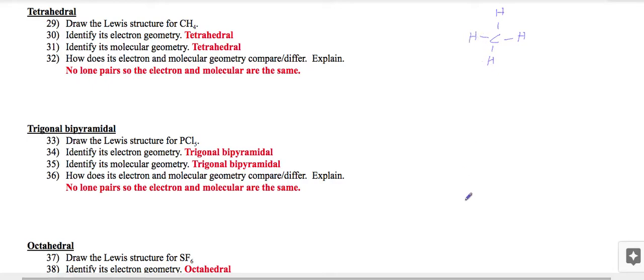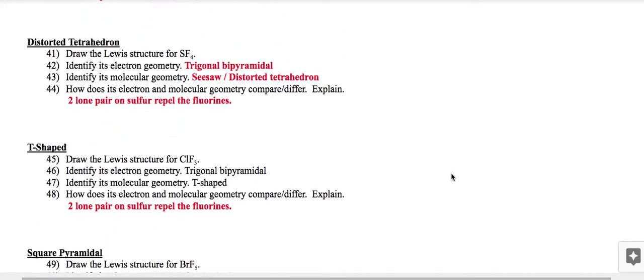No lone pairs on the central atom. Trigonal bipyramidal. No lone pairs on the central atom. Octahedral is going to be the same thing down here. We end up with all 6 things attached to the central atom, no lone pairs. So the electron geometry is the same thing as the molecular geometry. Now we get into where it's not.